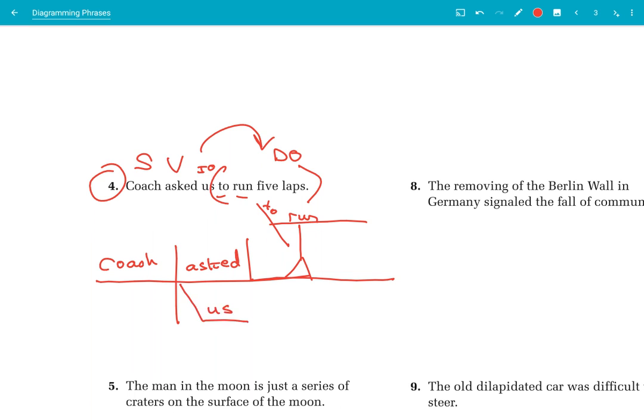What are we running? Coach asked us to run laps. So I can draw a direct object looking thingy just right there, just like I'd have here. When I say here, I mean like here. Now, the word 5 here describes laps. So this is the key part of this sentence. Whenever you have an infinitive, it's either going to act like something, like be a noun, or act like an adjective or adverb and describe something.